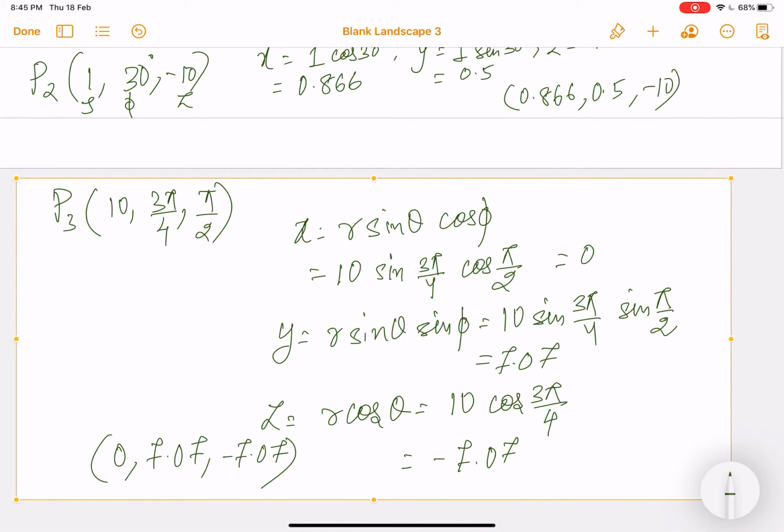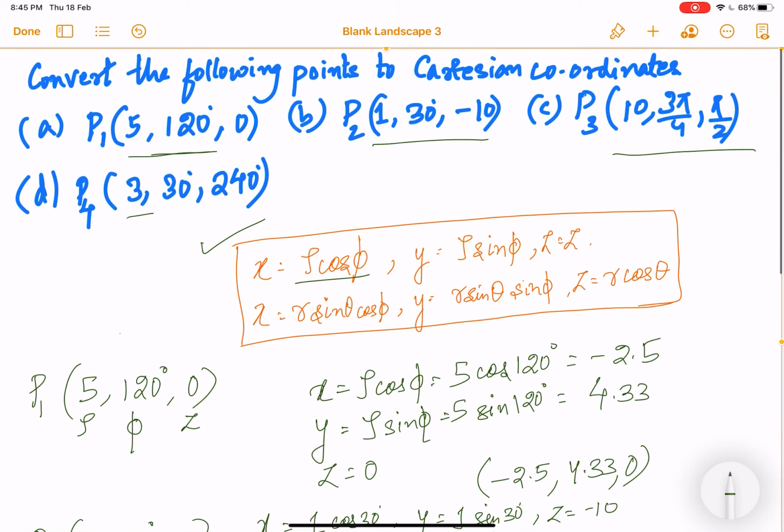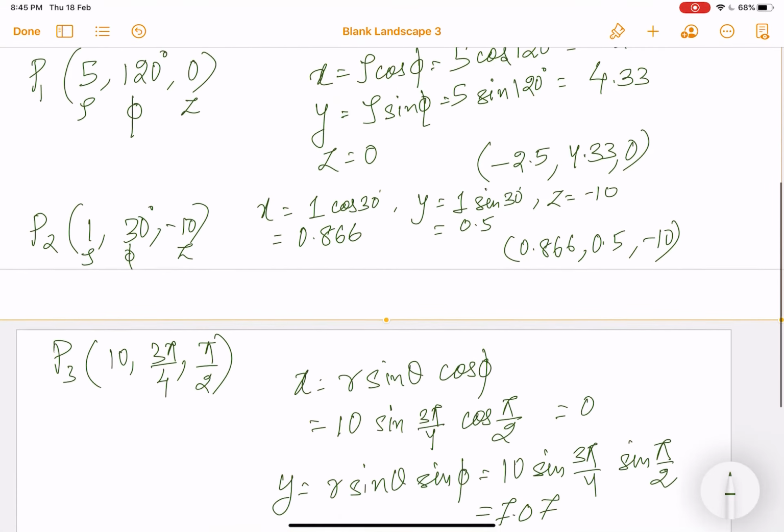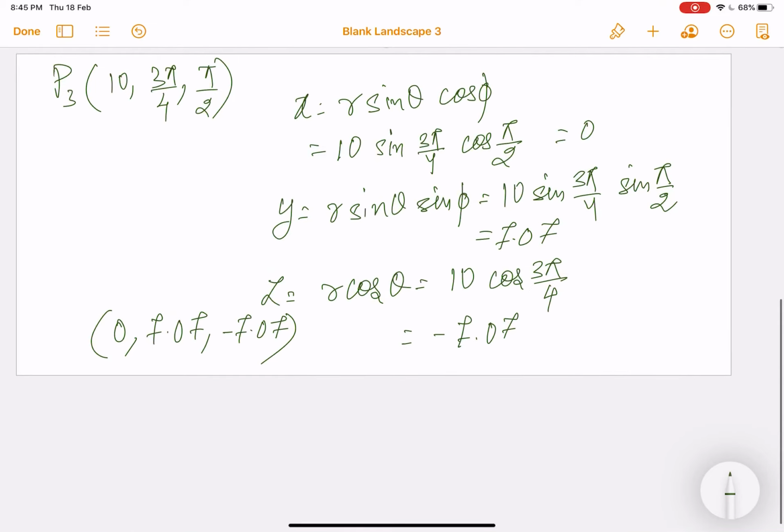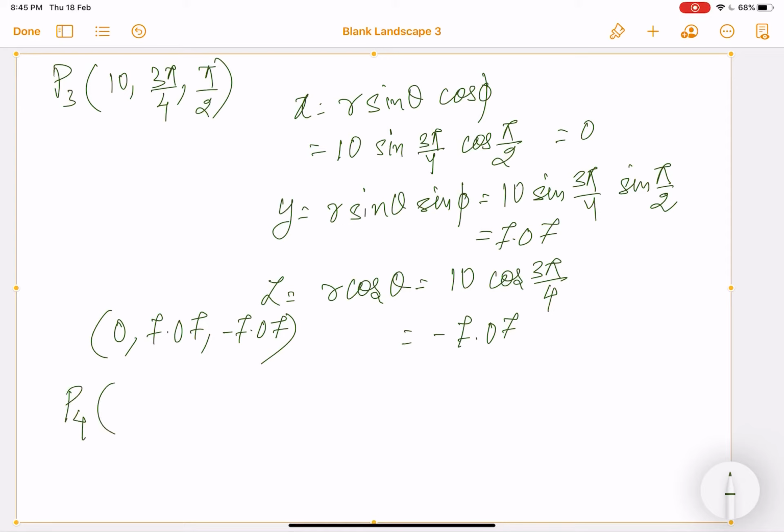Then the next bit is 3, 30 degrees, 240 degrees. These are again spherical coordinates because the last two are angles. So P4 is given, and that is 3 comma 30 degrees comma 240 degrees.